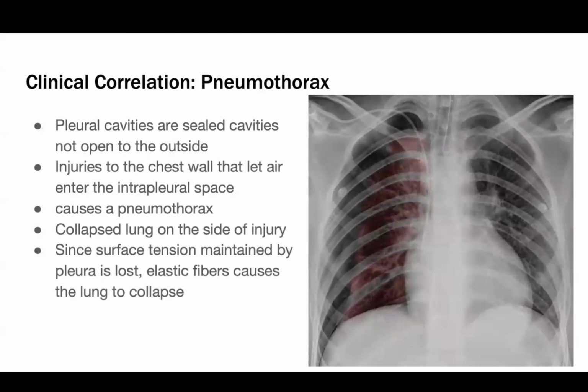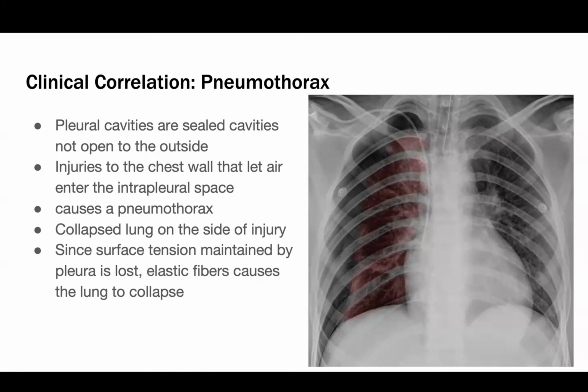What happens when this fails? Well, we end up with a collapsed lung, or a pneumothorax. If air enters the pleural space in any capacity, be it from a chest wall injury, a spontaneous rupture, an infection, a medical procedure gone wrong, it's going to break this surface tension coupling. The result is basically the elastic fibers recoiling and collapsing at the site of the injury.